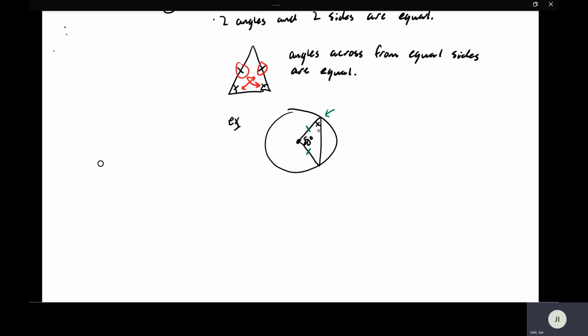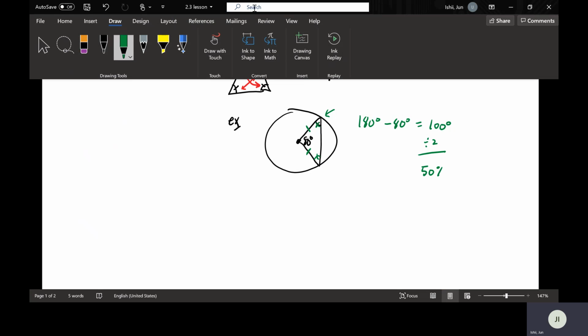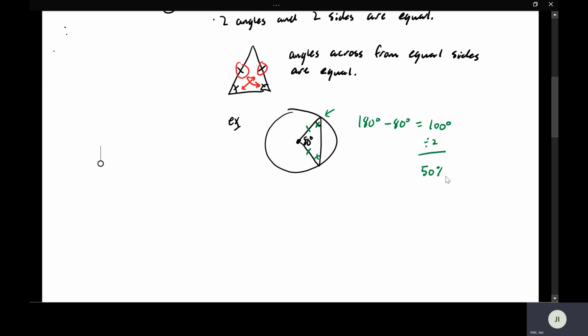Since angles in a triangle add to 180, if this middle angle here is 80 degrees, and I take 180 and subtract 80, I get 100 degrees left over. That means that these two angles here must add up to 100. Now, since they're equal, we're just going to divide by 2. That means they have to be 50 degrees each.